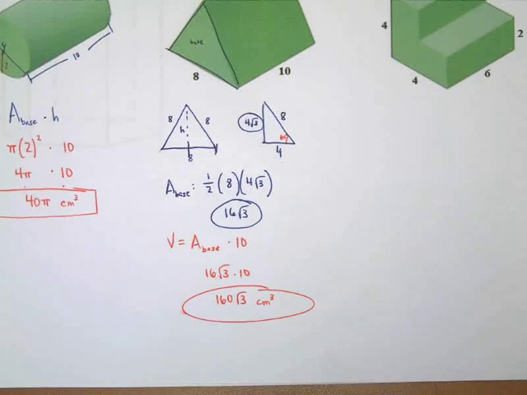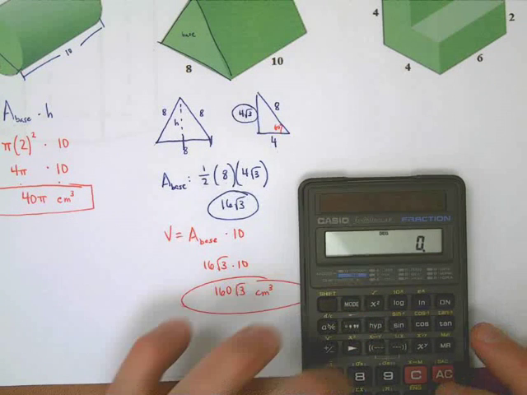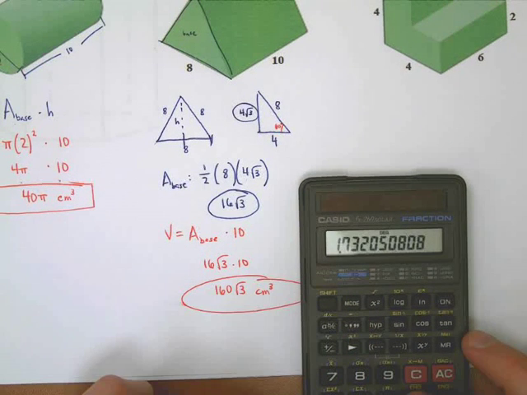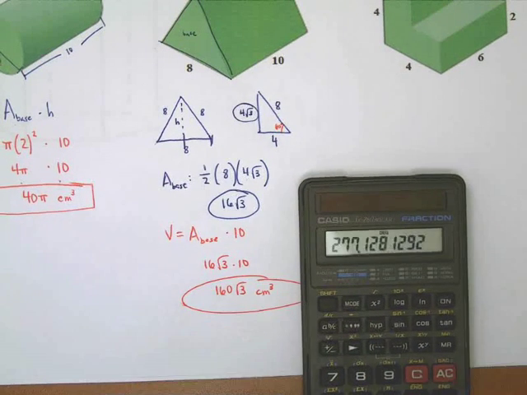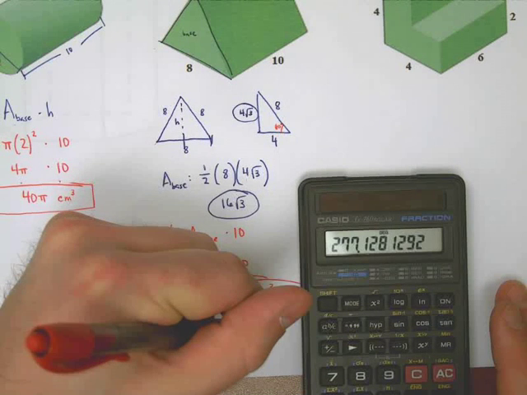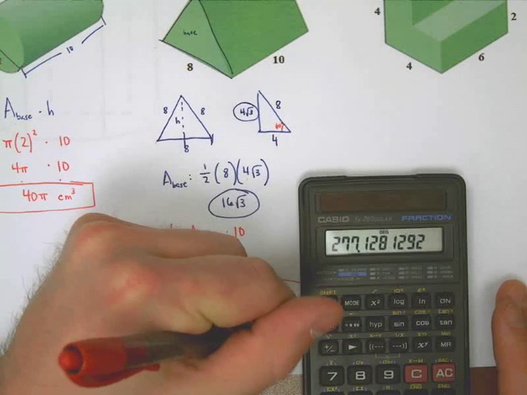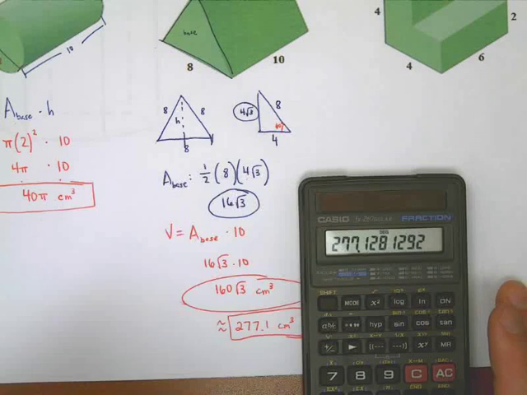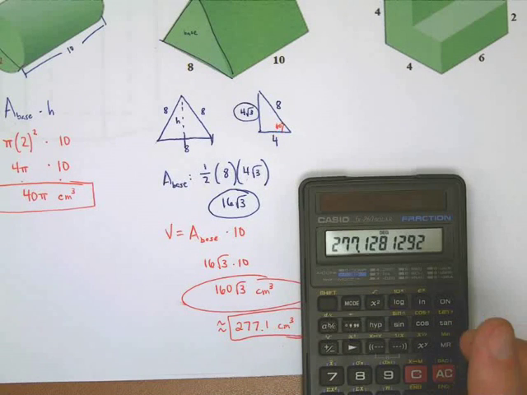If I wanted to go ahead and type that into my calculator and round it, if I needed an approximate answer, I'm going to take the square root of 3, which is 1.7, and multiply it by 160. It's about 277.1 cubic centimeters. That's another way to look at it, right? There's our rounded decimal answer.